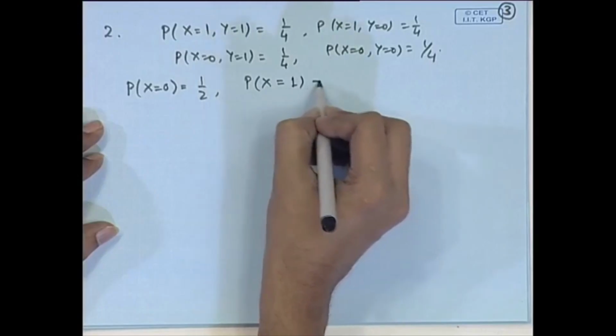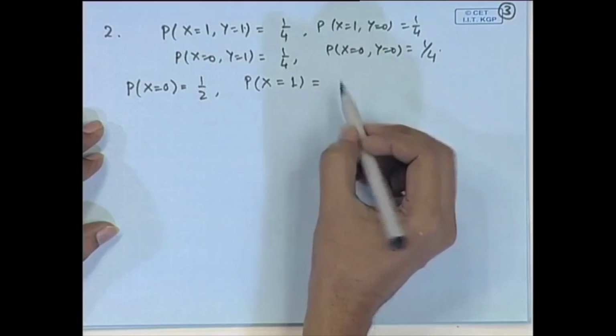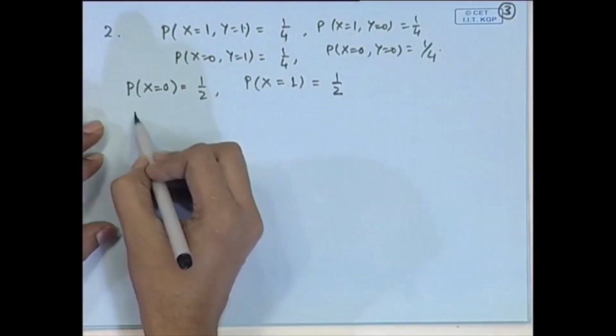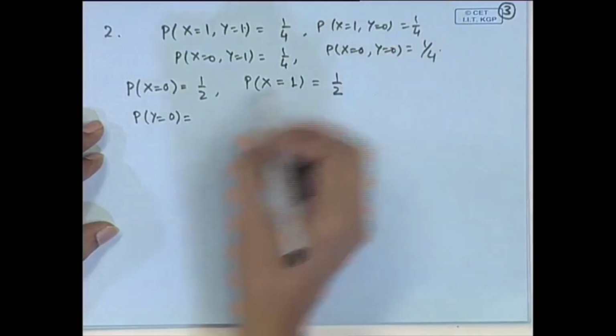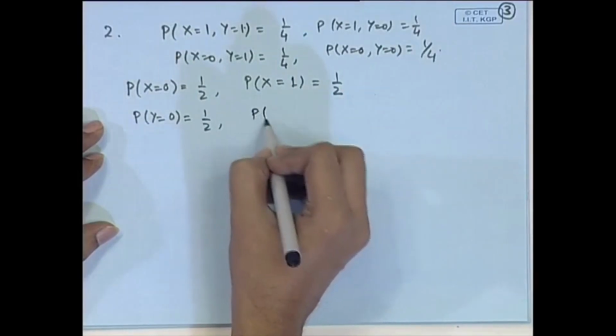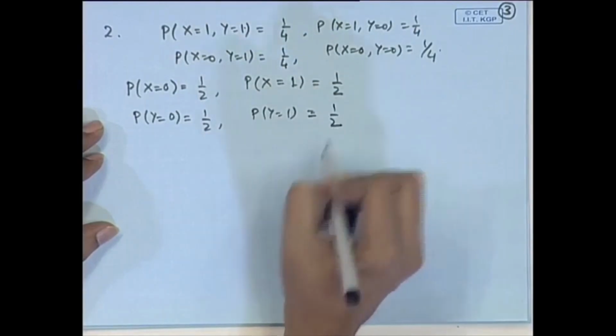Probability x equal to 1, in a similar way, is equal to the sum of these two probabilities, again half. If we look at probability of y equal to 0, that is the sum of these two probabilities, that is half, and probability of y equal to 1 is the sum of these two numbers, that is again half.